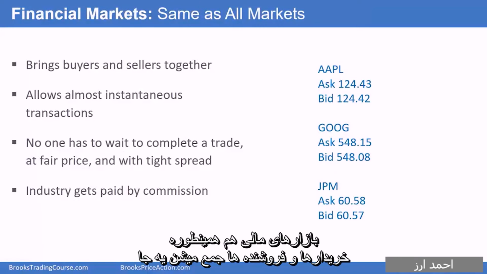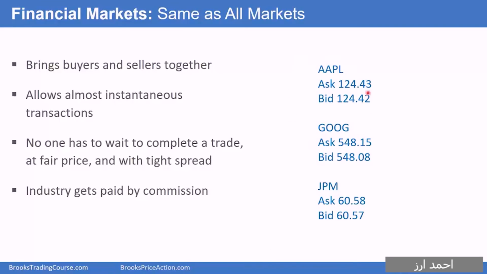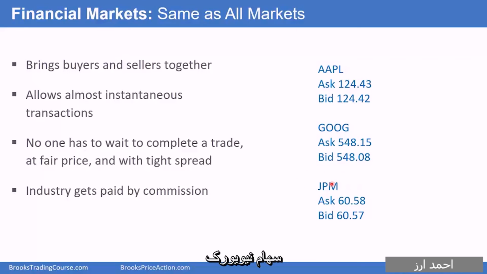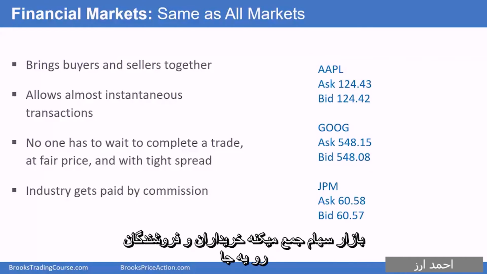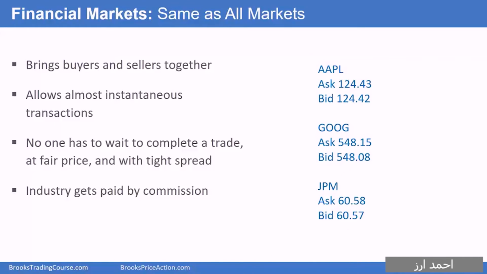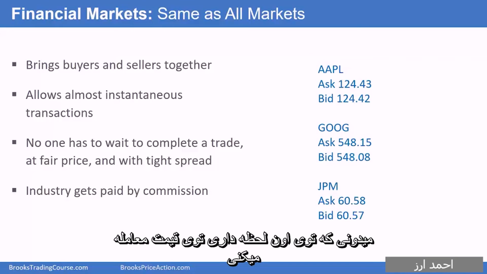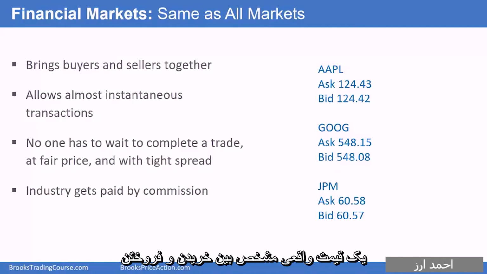Financial markets, same thing. They bring buyers and sellers together. The NASDAQ has Apple and Google. A lot of people at any instant want to buy Apple. They want to sell Apple. There are a lot of people who want to buy Google and sell Google. The New York Stock Exchange, JP Morgan. A lot of people want to buy JP Morgan. At the same time, a lot of other people want to sell it. And the stock market brings the buyers and sellers together, and they get almost instantaneous transaction. You do not have to wait to complete a trade at a fair price. You know that when you trade, you're buying at the exact appropriate price at that instant, and there's a very tight spread between the bid and the ask.